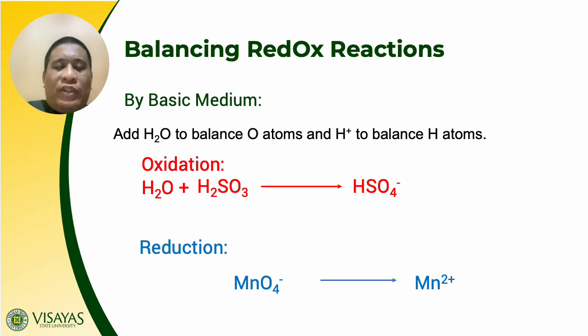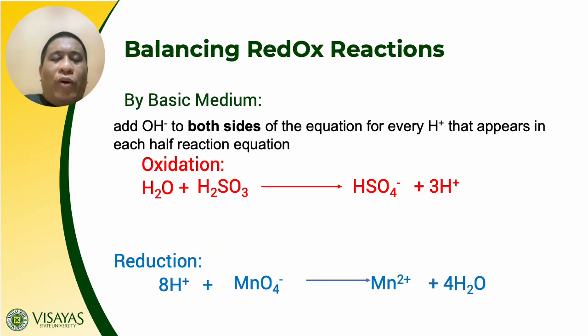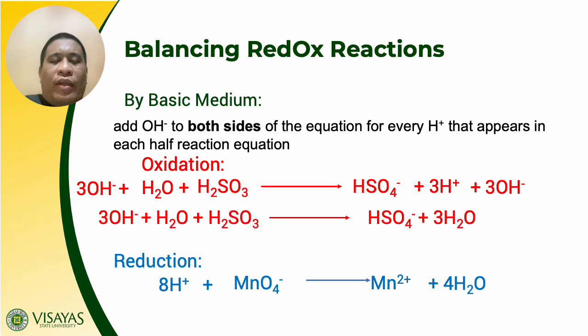So for this case, we still add the same amount of H2O and 3H plus. And then for the reduction, we have 8H plus and the corresponding 4 H2O molecules. Now, the additional step is to add OH minus to both sides of the equation for every H plus that appears. So for the oxidation half reaction, we add 3 OH minus on both sides. This will then yield 3 OH minus on the reactant side, and then the 3H plus and the 3 OH minus on the product side will give you, of course, H2O.